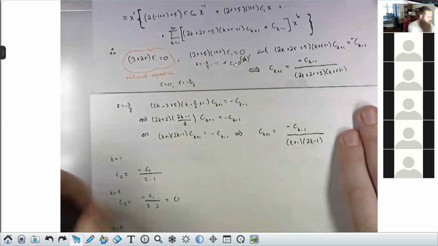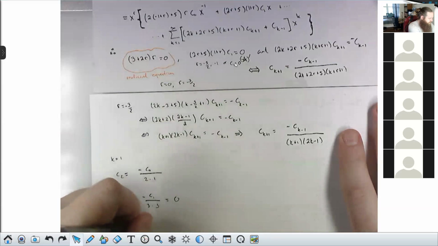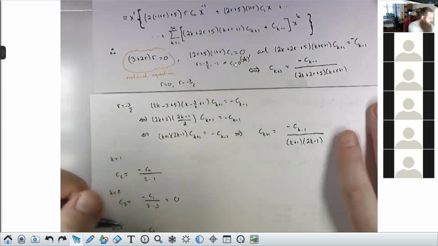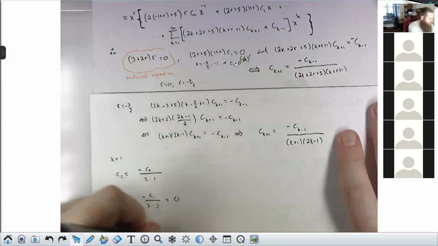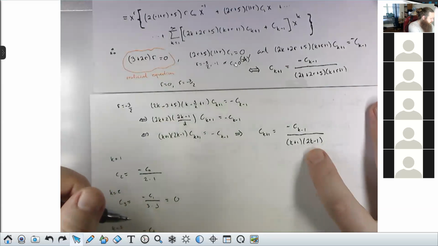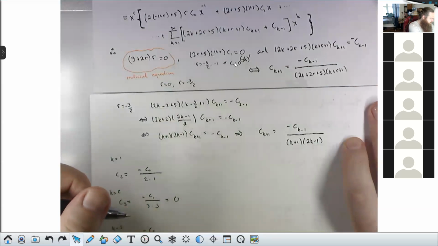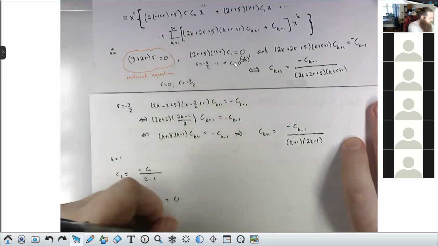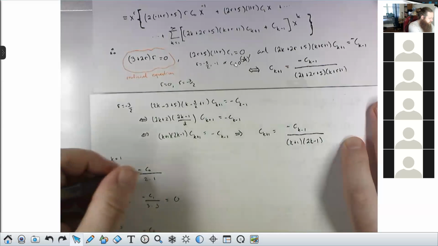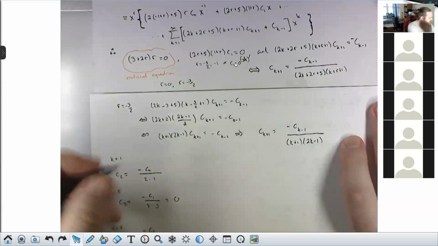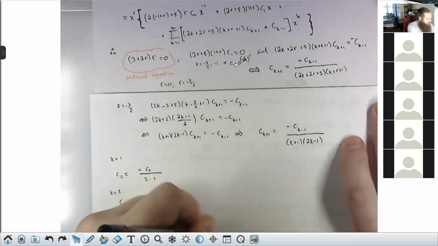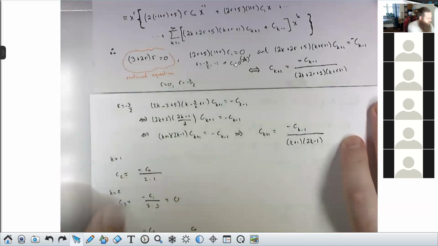k is equal to 3. We get C4 is equal to a negative of C2 divided by 3 plus 1 is 4 times 2 times 3 is 6 minus 1 is 5. And then we know what C2 is. That's negative C naught over 2 times 1. So this would be positive C naught over 4 times 5 times 2 times 1.